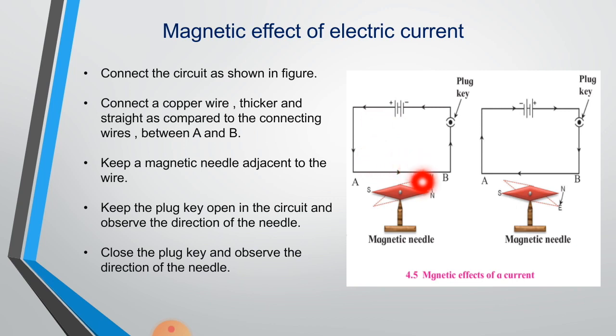Here in the first case, this is the north pole and this is the west side. This is the north pole, this is the south pole. Here, with this direction of current, you can see the north pole moves towards the west side. In the first situation the north pole moves towards the west side.